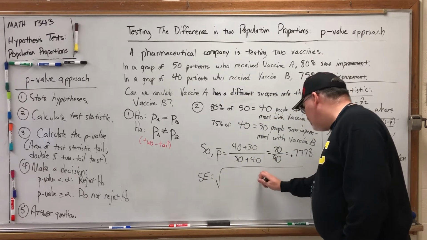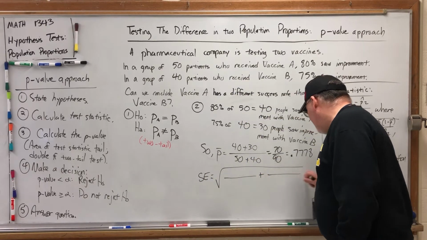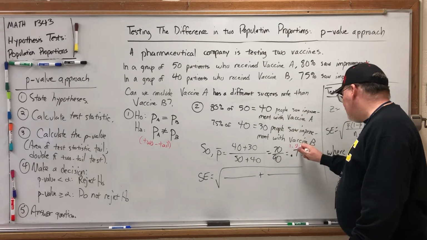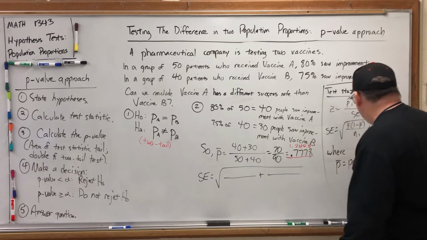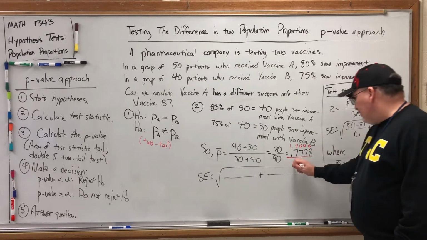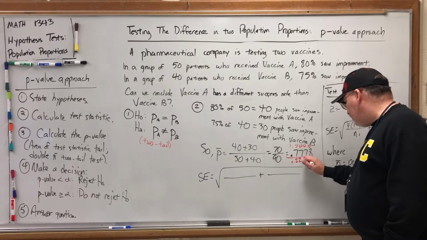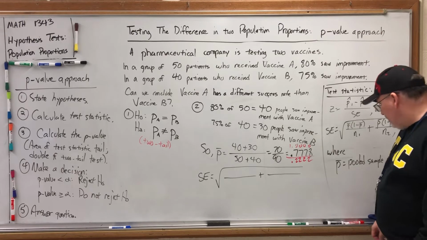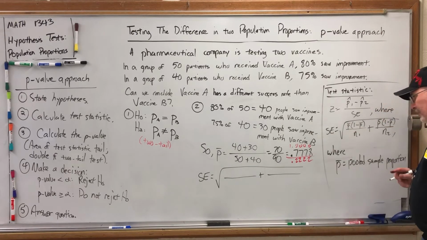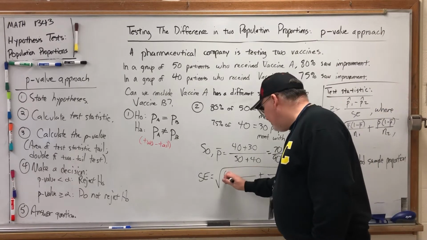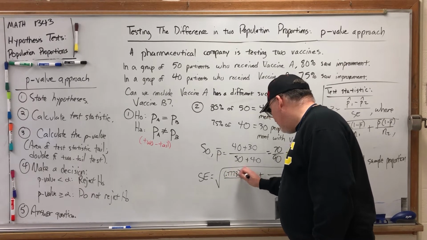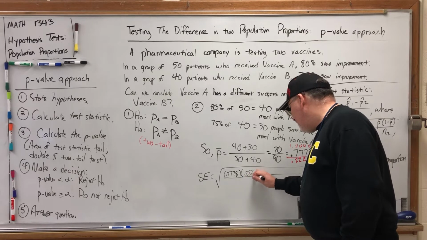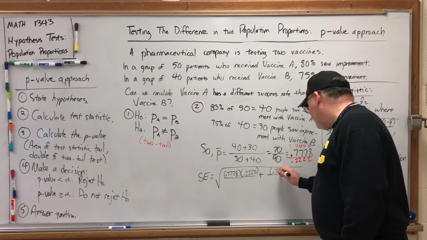It's going to be a lengthy square root. I'm going to do myself a favor and calculate 1 minus this, so I don't have to write 1 minus here and here. This is pretty easy to calculate. It's 0.2222 if I subtract from 1. So our P bar is 0.7778. Our 1 minus P bar is 0.2222. That's the same for both numerators.